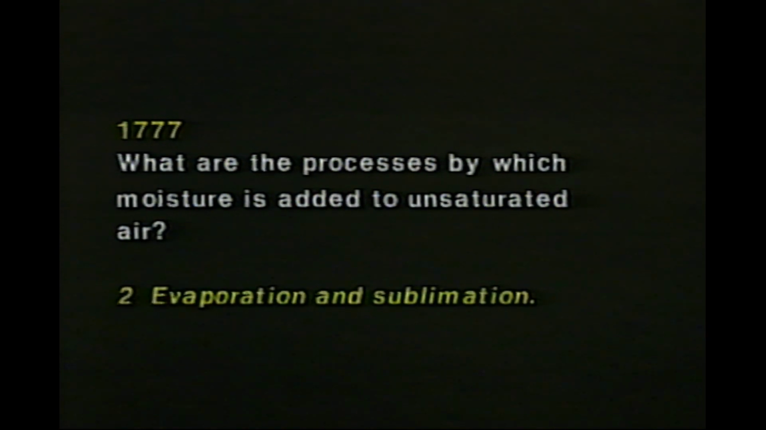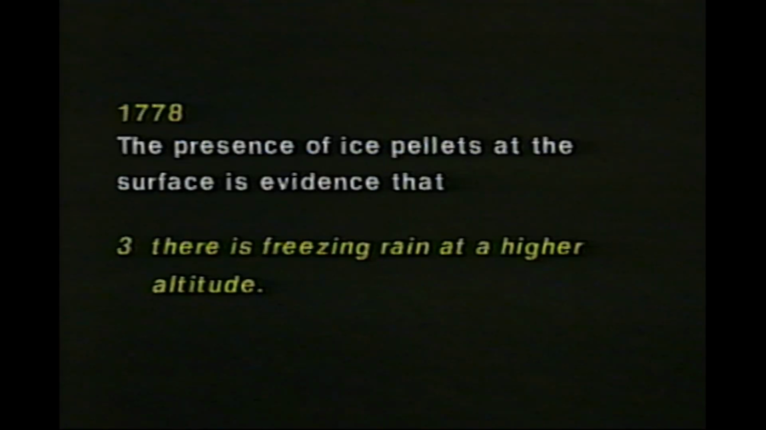Question 777. What are the processes by which moisture is added to unsaturated air? Answer 2, evaporation and sublimation. 778. The presence of ice pellets at the surface is evidence that? Well, it tells us a couple of things. Ice pellets, remember, are frozen freezing rain. So it tells us, first of all, that you have freezing rain above you, and also that you have above freezing temperatures above the freezing rain. So the answer is 3, there is freezing rain at a higher altitude.